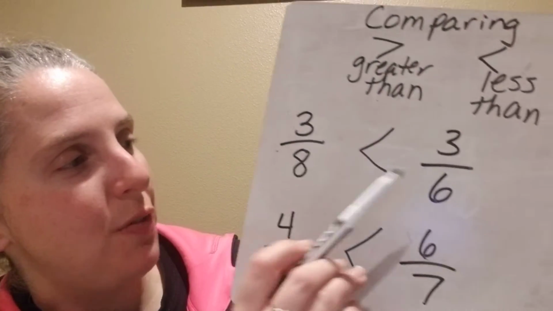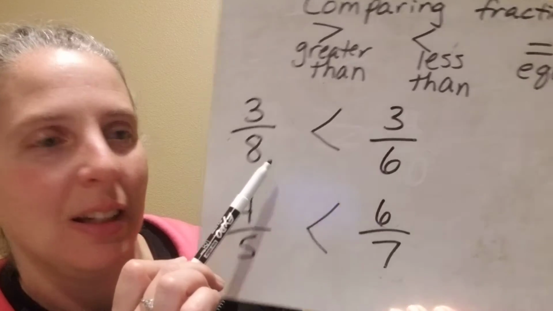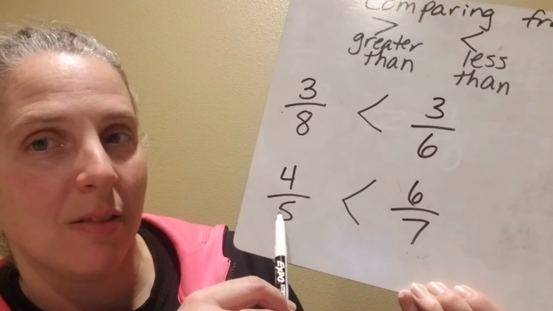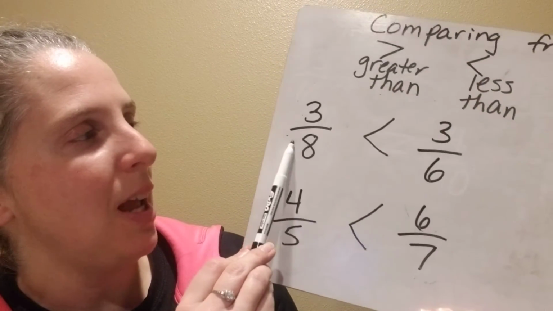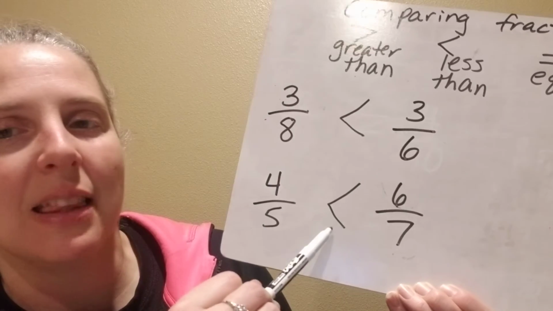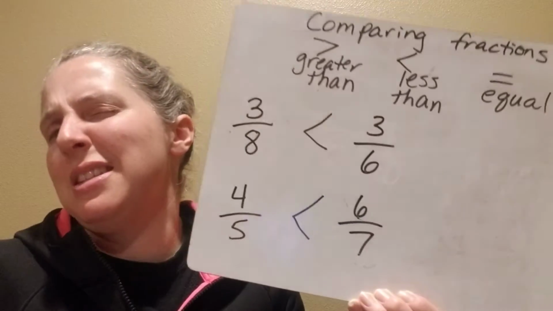All right, using your fraction strips, did you find that 3/6 is larger than 3/8? And that 6/7 is larger than 4/5? Read them to me. 3/8 is less than 3/6. 4/5 is less than 6/7. All right, so everybody should have been able to at least get that far.